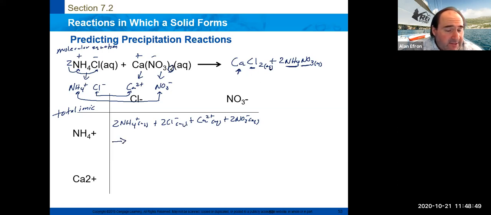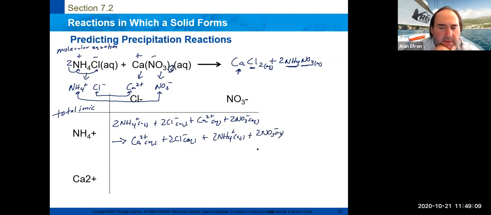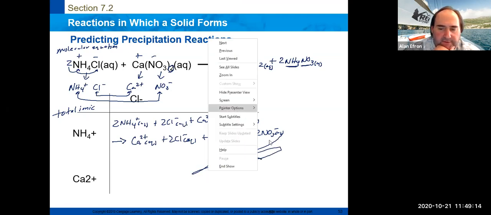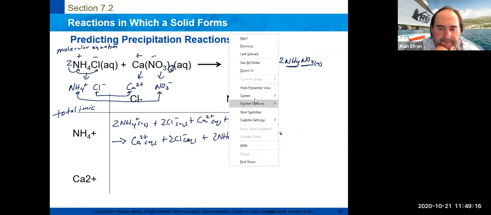On the right-hand side, that is also aqueous, which means that guy would break apart into calcium and a couple of chlorides. And our last guy, also a strong electrolyte, would break apart into a couple of ammoniums and a couple of nitrates. Oops. And a little extra scribble for good measure there, right? Let's get rid of that. Okay. Now, this again would be technically our total ionic equation.